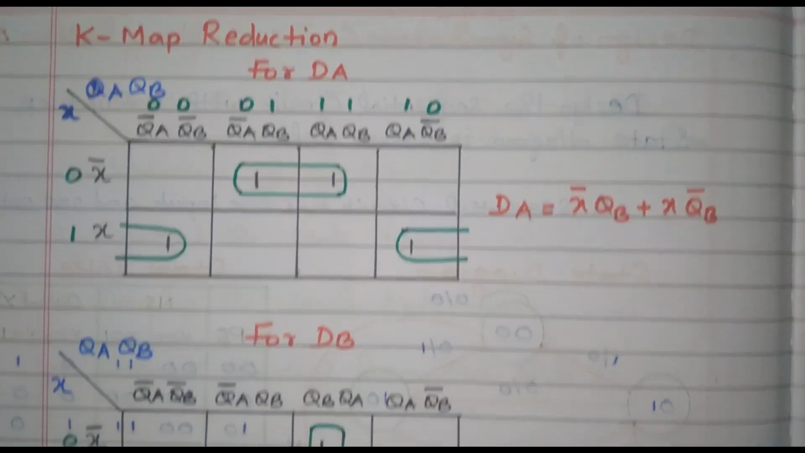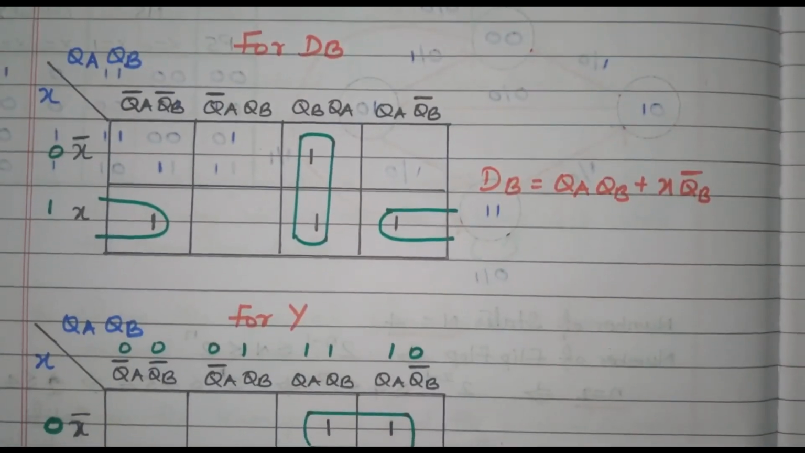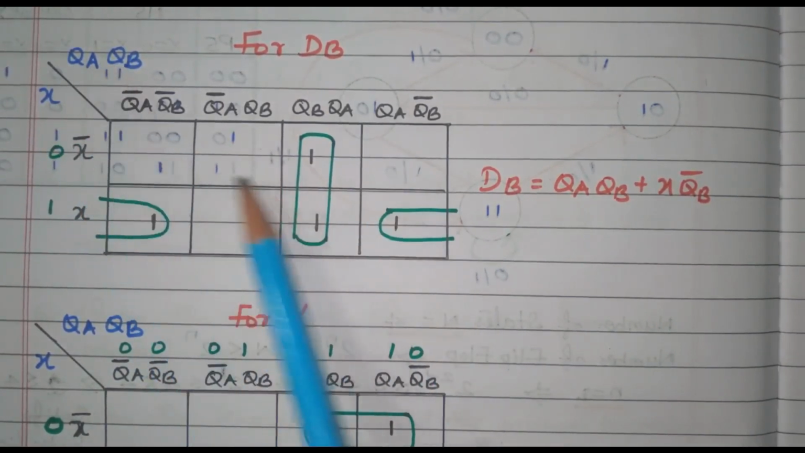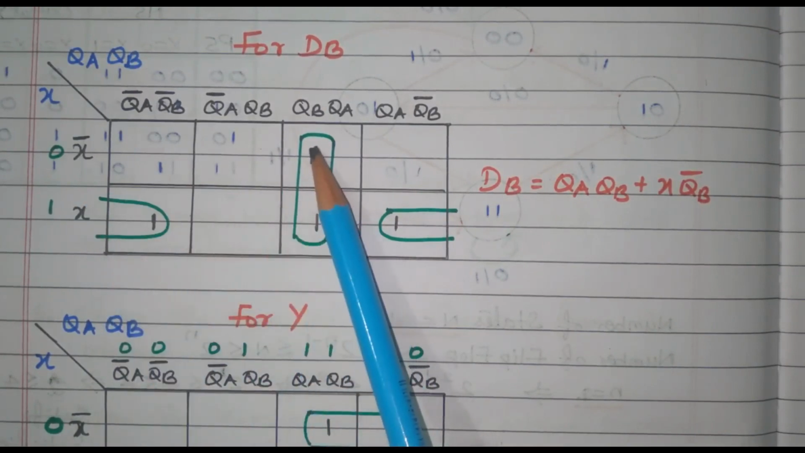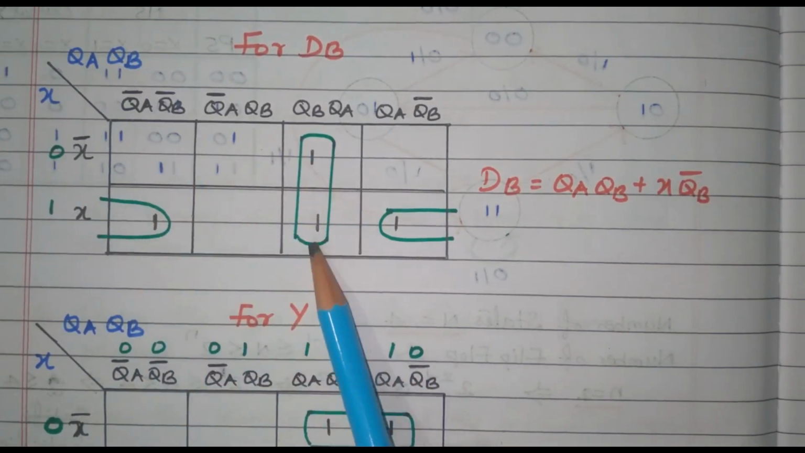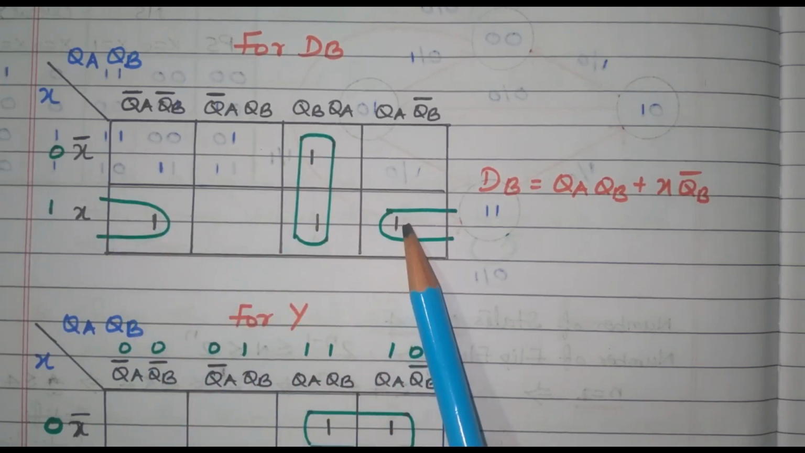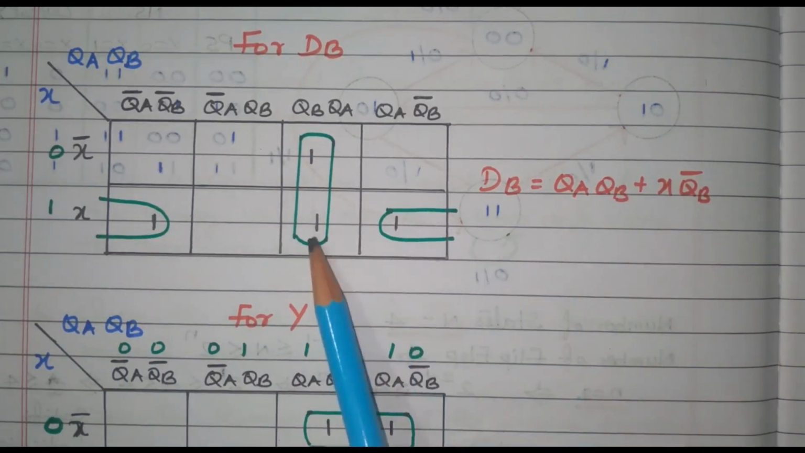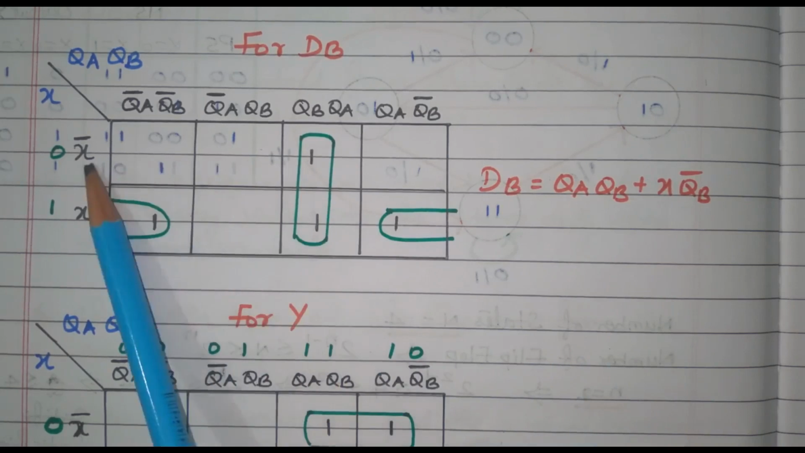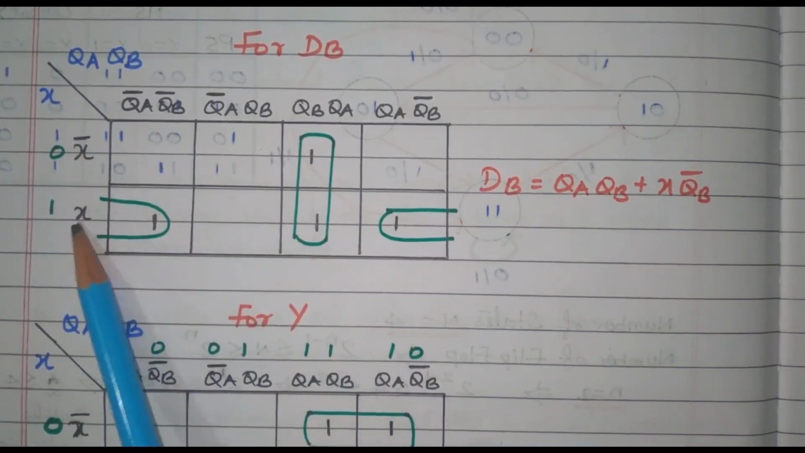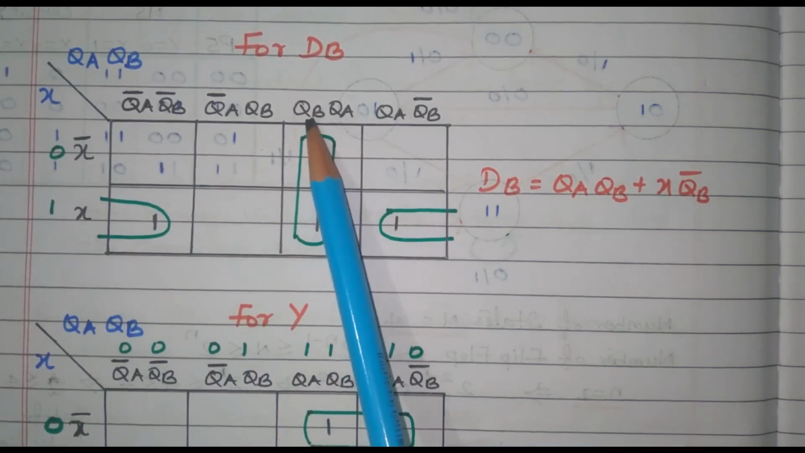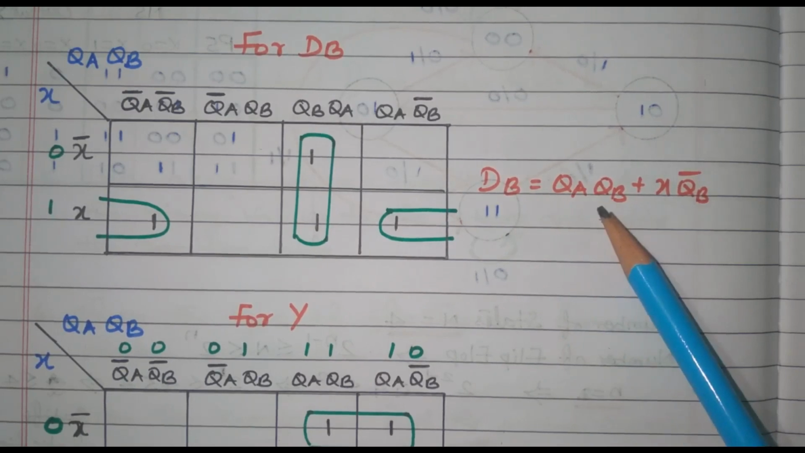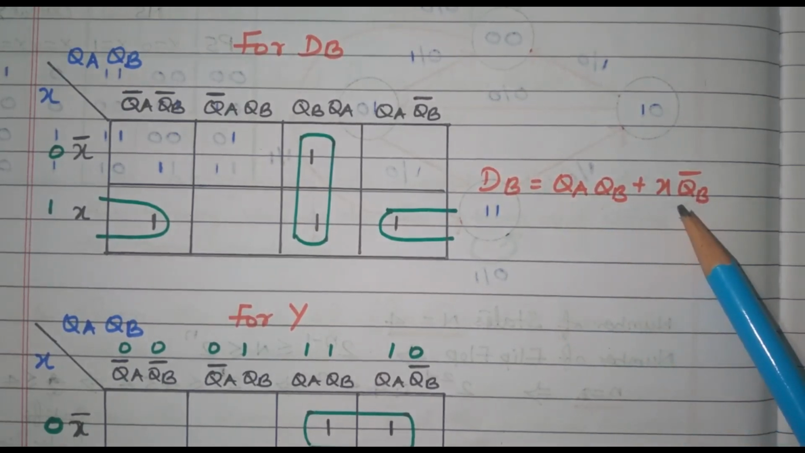Similarly, we can go for DB. For DB, same thing, x, qa, qb, the three inputs, right? Based on the previous table, there are 4 ones available. These two ones are grouped together and these two ones are grouped together. While grouping these two, we have the same thing, x qb bar, as in the previous case. While grouping the other two, what happened? In the first row and second row, x bar got cancelled. What is available in the third column? qb qa, right? So DB is nothing but qb qa plus x qb bar. That is very similar to the previous case.